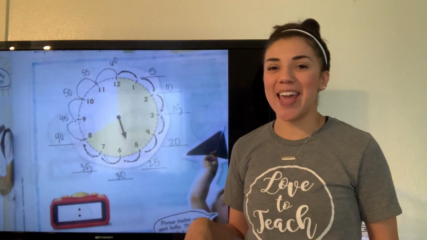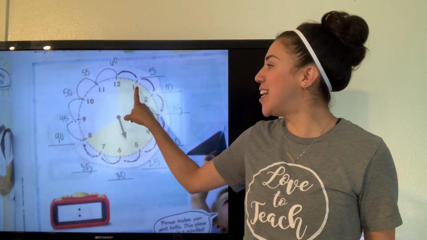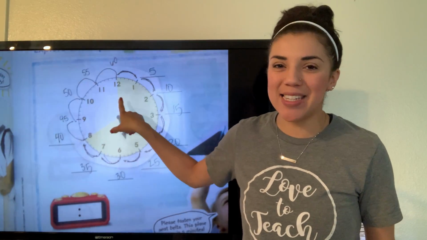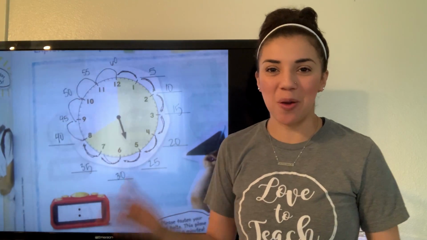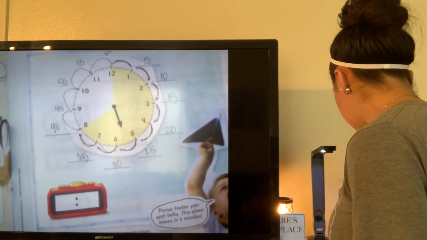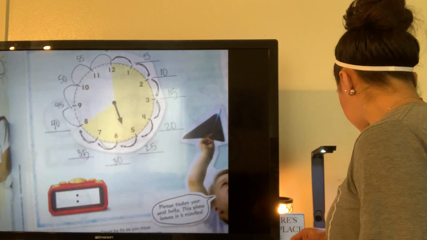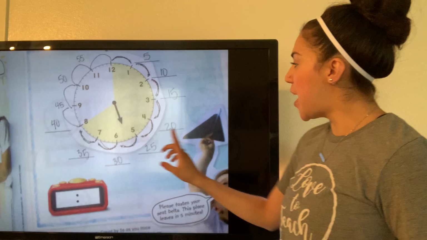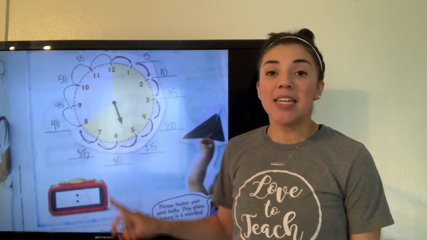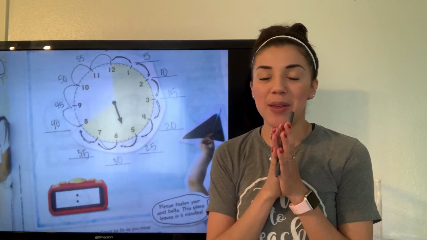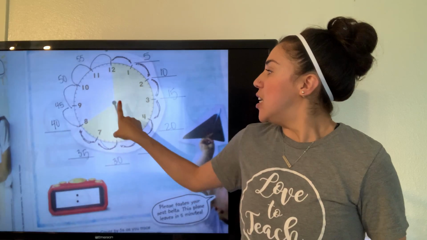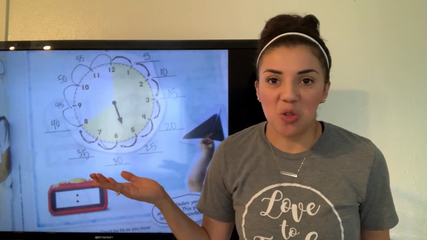We can say it's 1:45. We can say it's 1:55, but we can't say it's 1:60. That would just be 1 o'clock, right? They gave you the hour hand right here. It's right between the 5 and the 6. When the hour hand is right in between two numbers, it always belongs to the number before it.